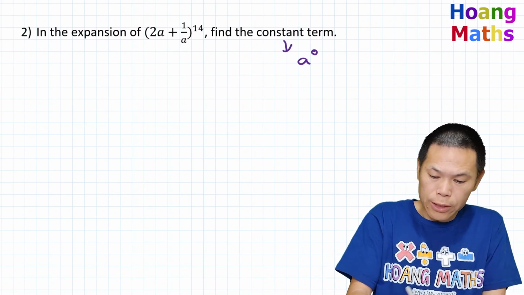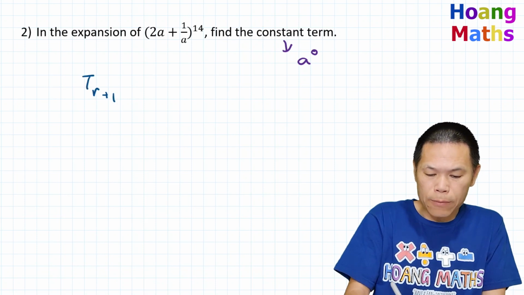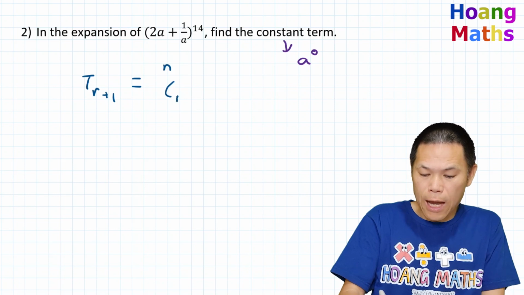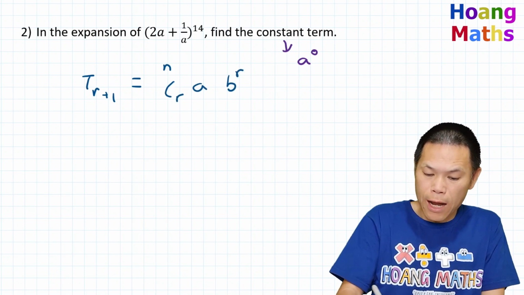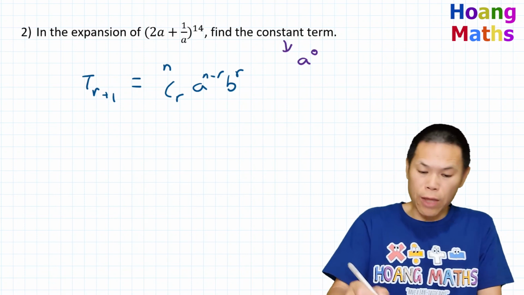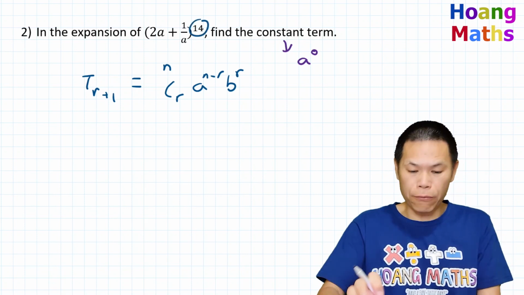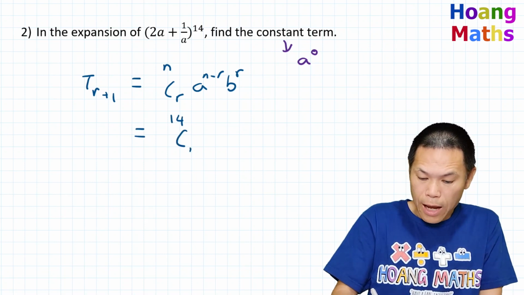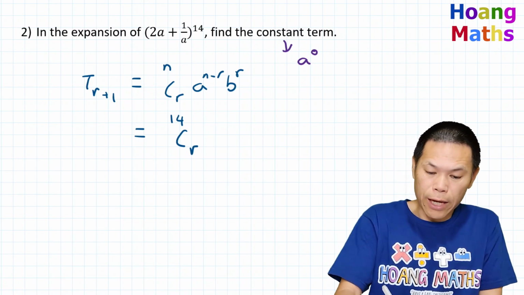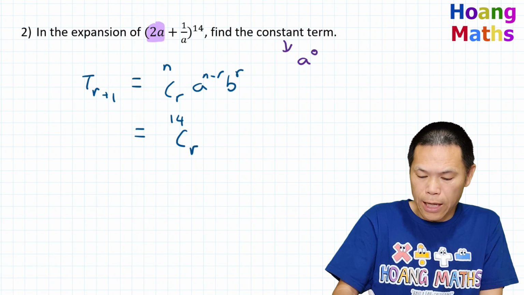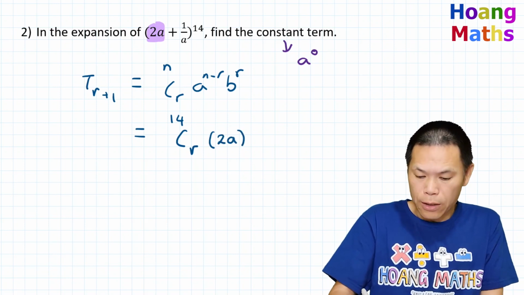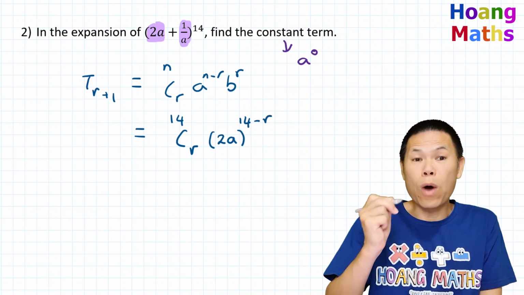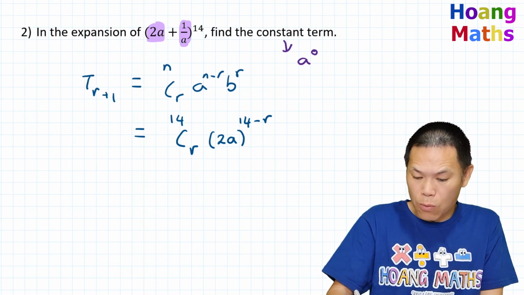We use the rule. So T(r+1) is equal to nCr a^(n-r) b^r. And we know that n is 14 because it's power 14. So that is equal to 14Cr. We do not know what r is. And don't forget, a is this term here. In this case, it is 2x. And then to the power of 14 minus r. And we have b is 1 over x. So we times 1 over x to the power of r.